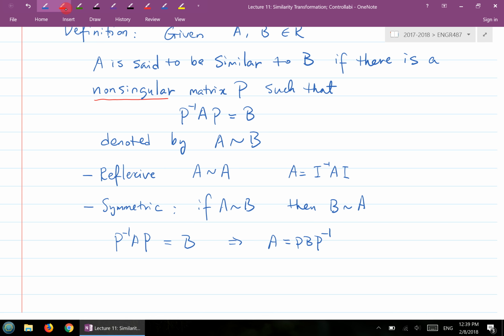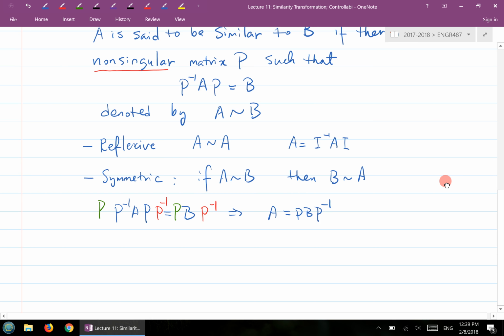So what you can do first is multiply P inverse here, P inverse here. And then multiply P here, P here, right? So this becomes I, this becomes I, then you get this, right? Good. So that's the symmetric property.